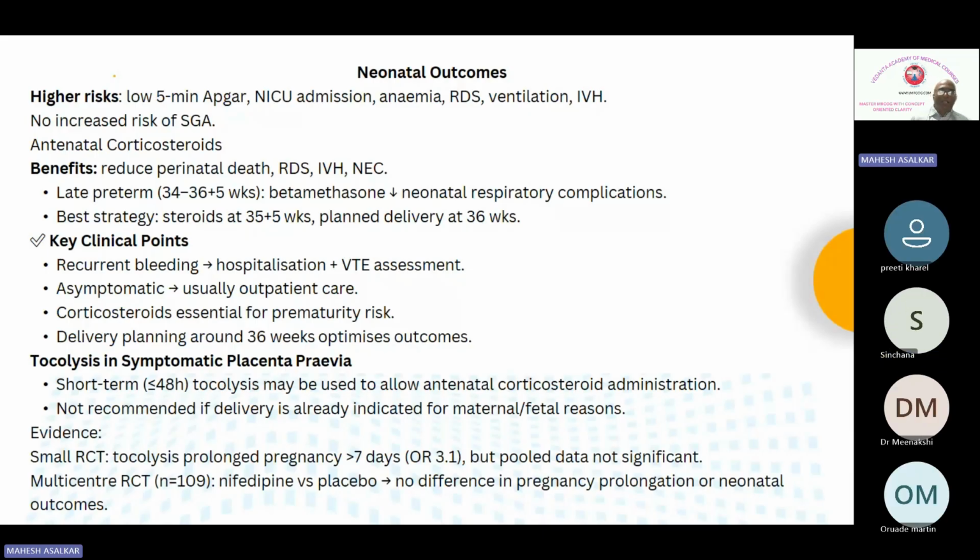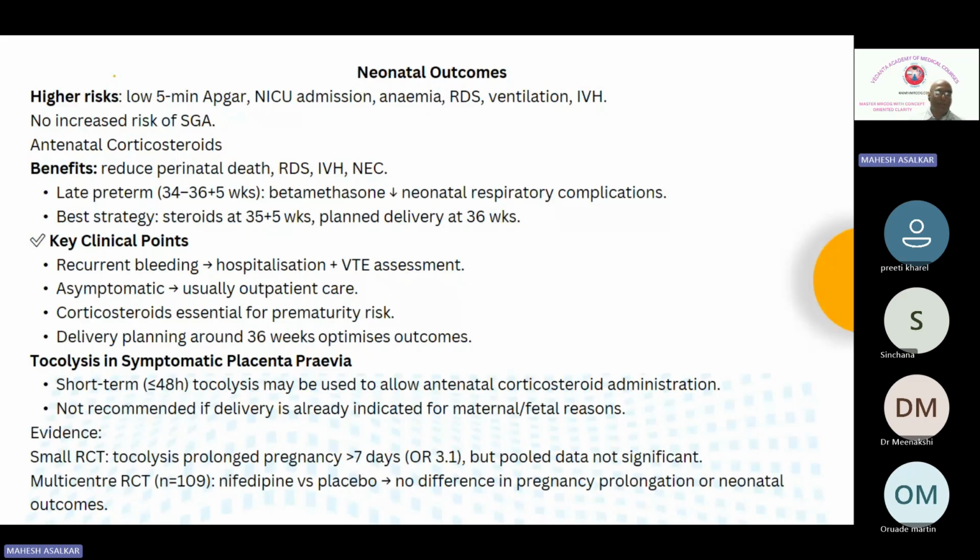The benefit is that it reduces perinatal death, RDS, IVH, and NEC. In late preterm, 34 to 36.5 weeks of gestation, betamethasone will reduce neonatal respiratory complications. The best strategy is to give steroids at 35.5 weeks and plan delivery at 36 weeks. So around 35 weeks, you definitely need to give these steroids.